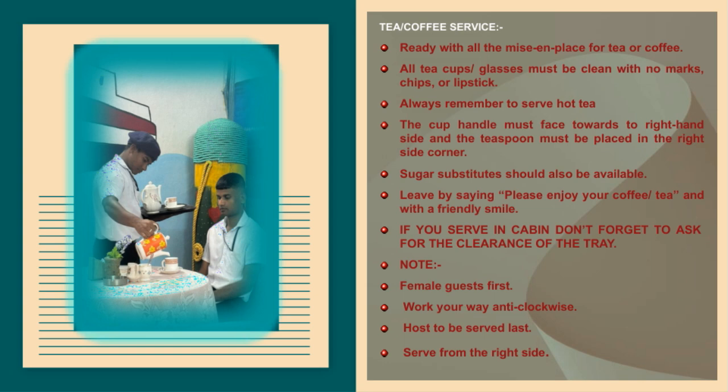The cup handle should face towards the right-hand side for consistency and ease of use. When placing the teaspoon, position it neatly in the right side corner of the saucer or cup. Sugar substitutes should also be available for guests who prefer them, so keep those handy. When serving, finish with a friendly smile and say, "Please enjoy your coffee or tea." If you're serving in a cabin, don't forget to ask for the clearance of the tray once the guest has finished. A couple of important etiquette points.